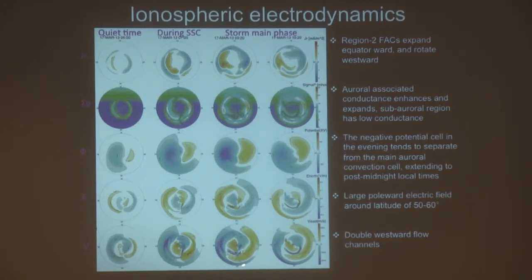And you can see that there are two westward flow channels here. One is in the subauroral region, the other one is at a little bit higher latitude. And this one is the SAPS convection. And also you see the flow extends to the post-midnight with a decreasing speed. And this is consistent with observation.